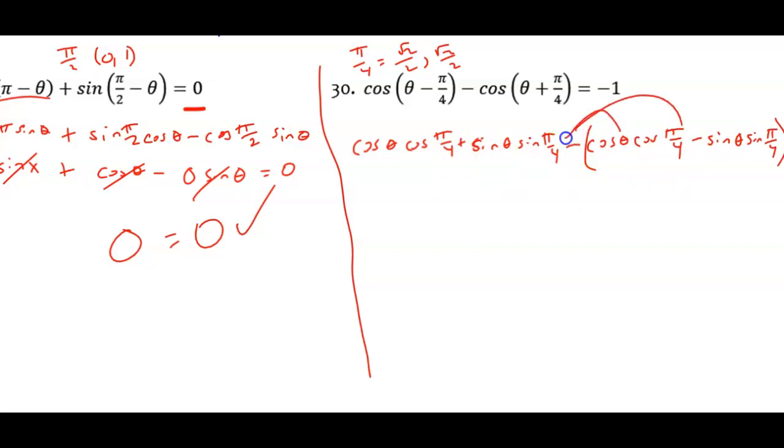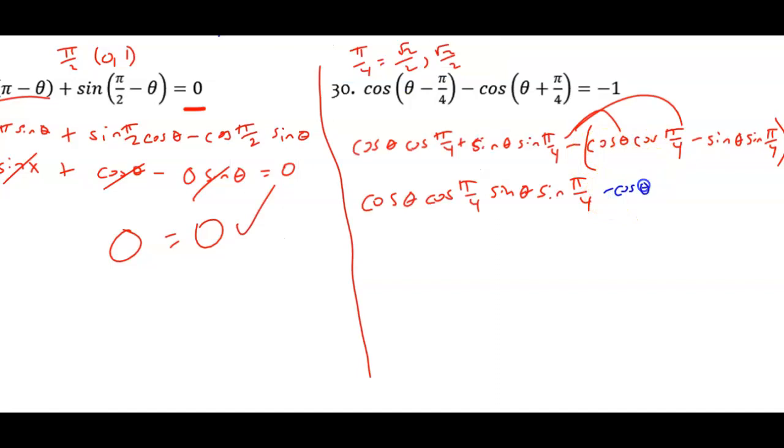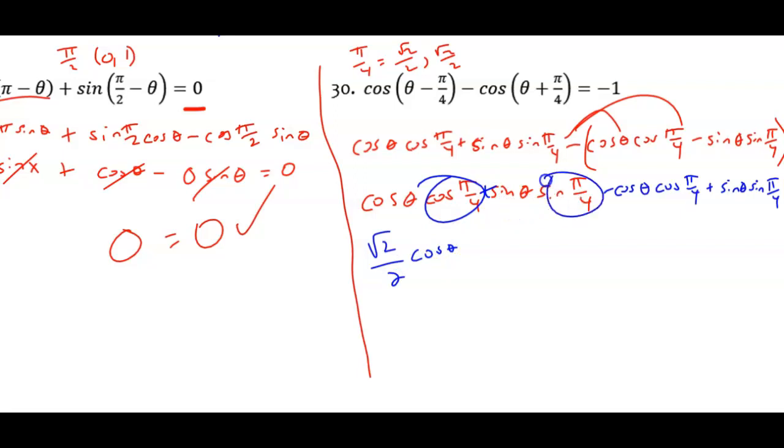So now let me distribute the negative real quick. That is going to give us a negative cosine of theta, cosine of pi over 4, and that's going to be plus sine of theta, sine of pi over 4. Now, cosine of pi over 4 is radical 2 over 2, so this would be radical 2 over 2 times cosine of theta. Then I have a plus right here, so you have positive radical 2 over 2 sine of theta. Then I have this minus right here, so radical 2 over 2 cosine of theta, and radical 2 over 2 sine of theta.